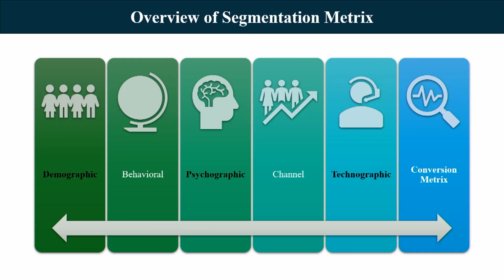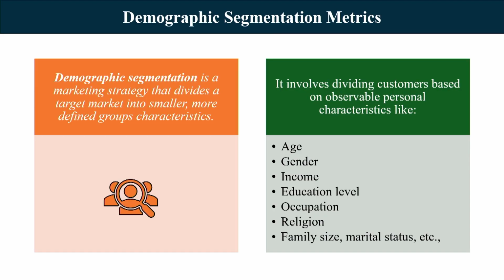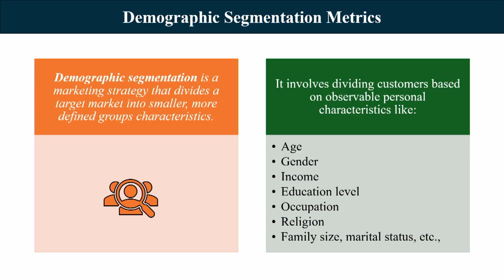And other segmentation metrics are conversion metrics. What is the click through rate, what is the mail opening rate. So, all these metrics will come into picture. Now, let us start our discussion with demographic metrics. What are demographic metrics? What is demography? It is related to a person's personal characteristics such as age, gender, income, education level, occupation, religion, family size, marital status, etc.